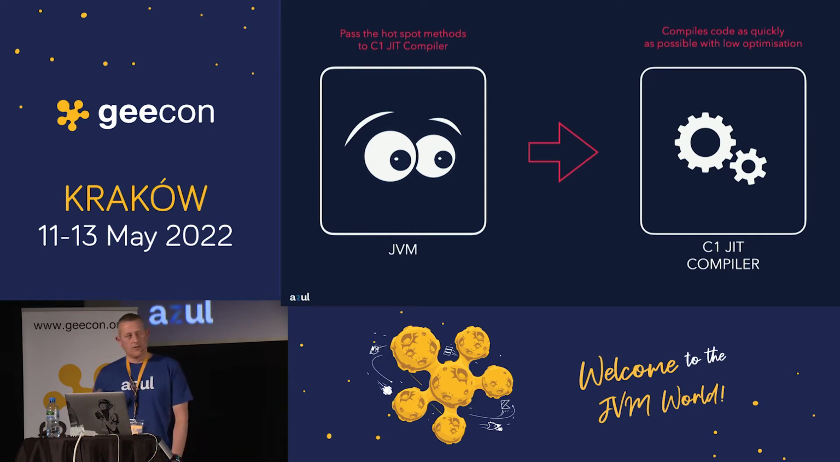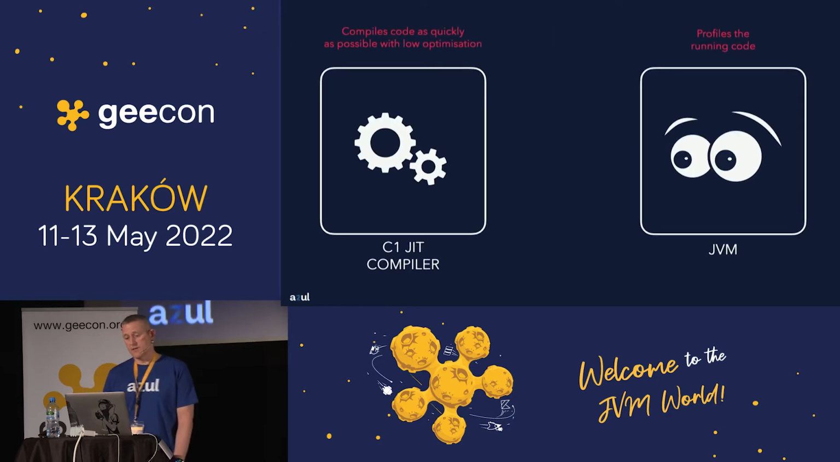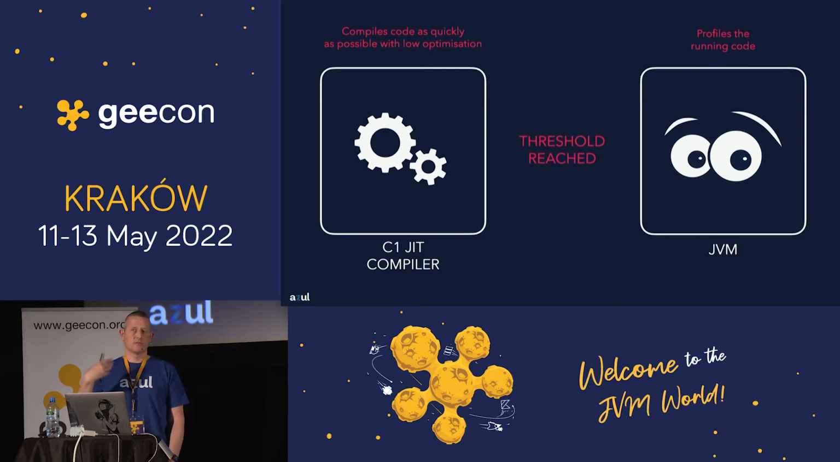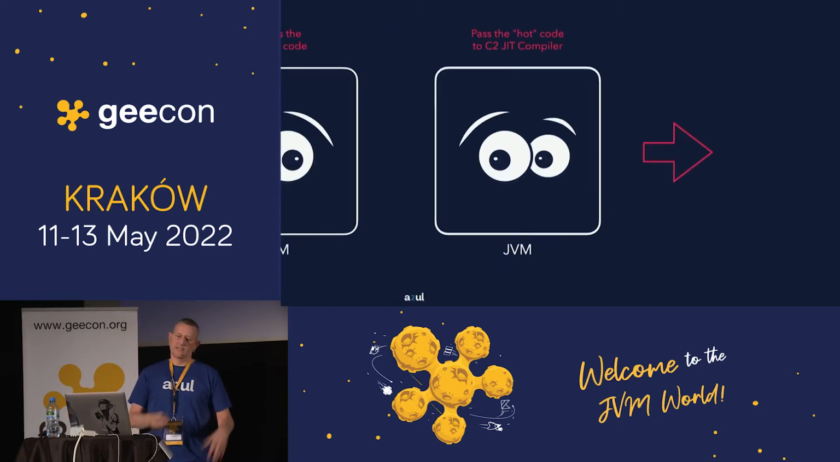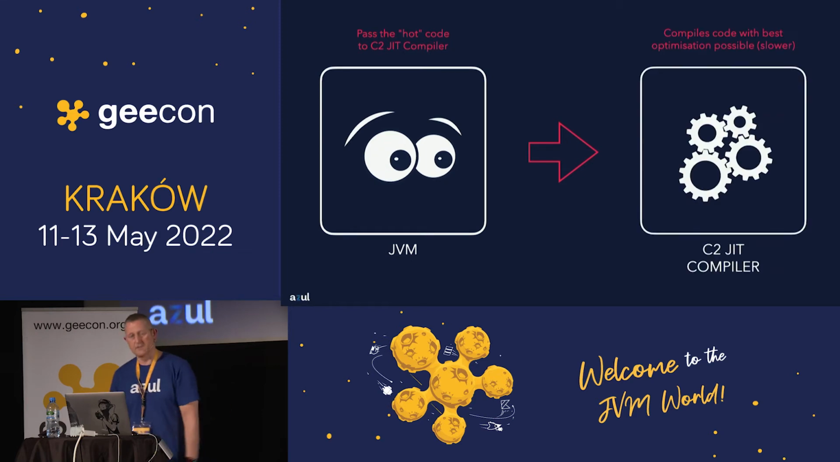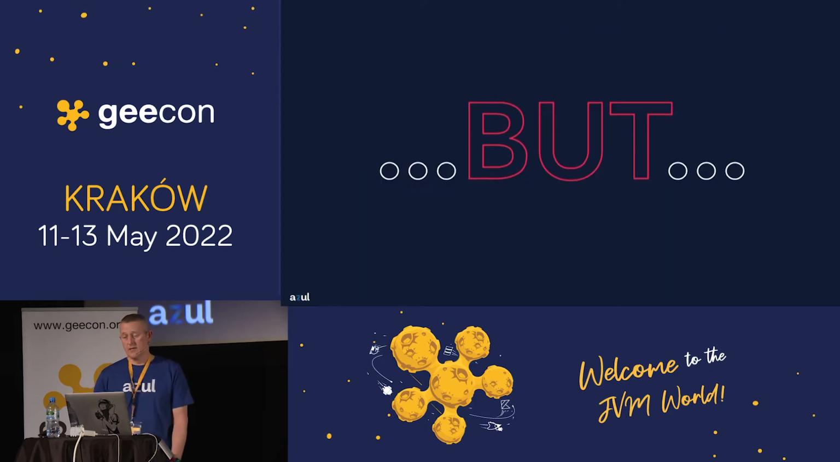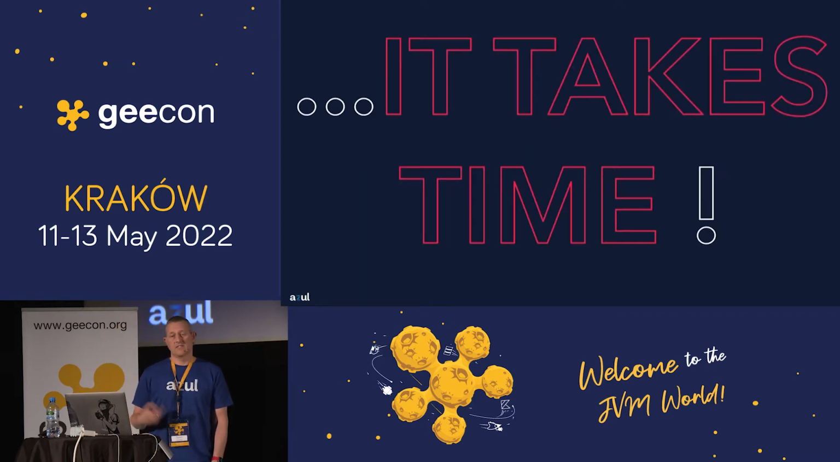All right. Once it's compiled in C1, the JVM profiles this running code and figures out so-called hot code, so code that is executed over and over again. Then it takes this hot code and puts it into the C2 compiler. The C2 compiler is slower than the C1, but has very high optimization, so the best possible. So this is in principle how it works, and that is great. But the problem with this is it takes some time, right?